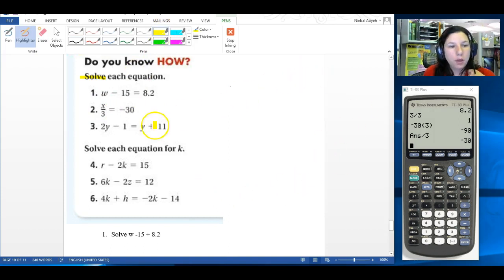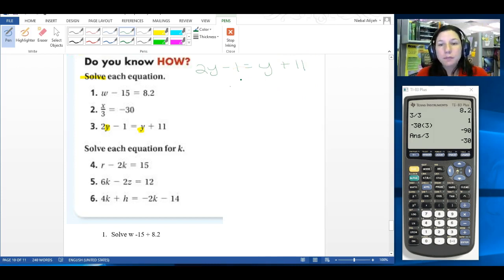2y minus 1 equals y plus 11. So here I'm trying to solve for y. That's still the case. But here I have some like terms that I can simplify and combine before I start solving.